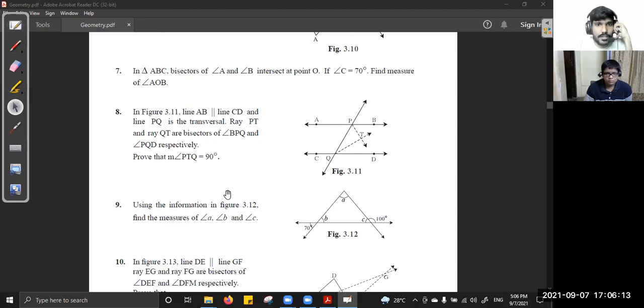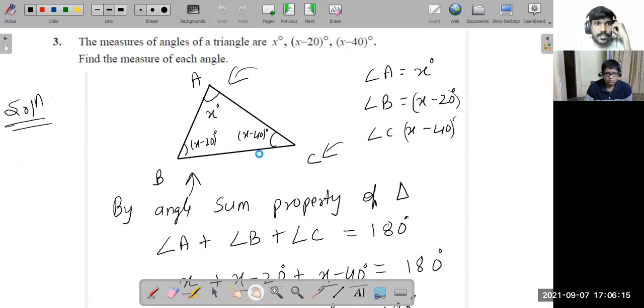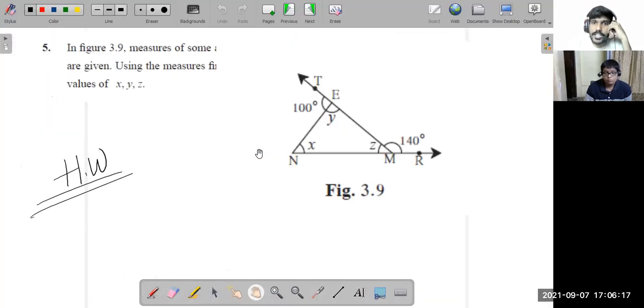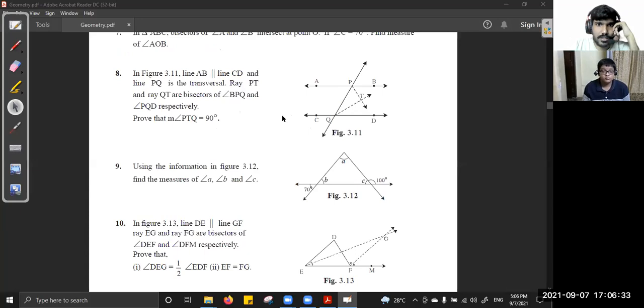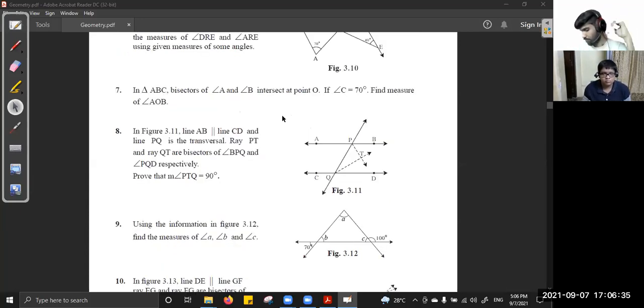Okay. 3.1, first sum we did, second we did, third we did, fourth, fifth one I had given for homework. You did the fifth one? Yes, sir. You got a correct answer? Yes, sir. We had discussed also, no? Okay. Sixth one we did, and now we were supposed to do the seventh row.